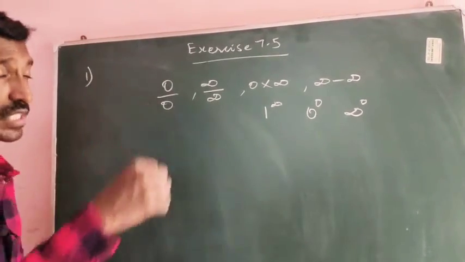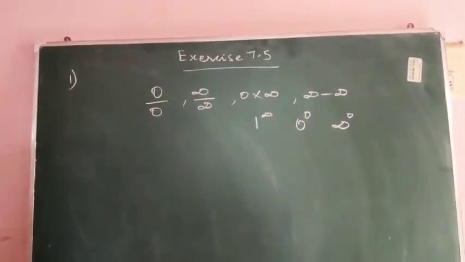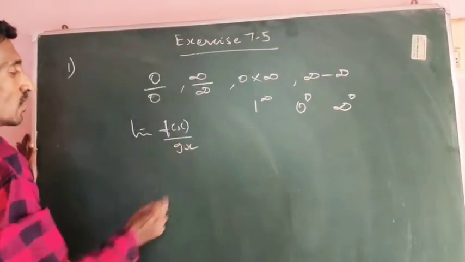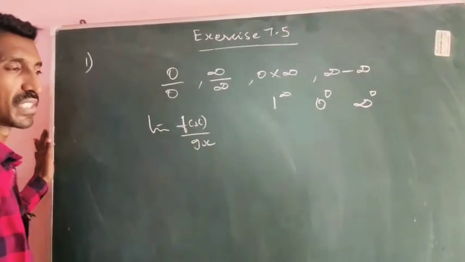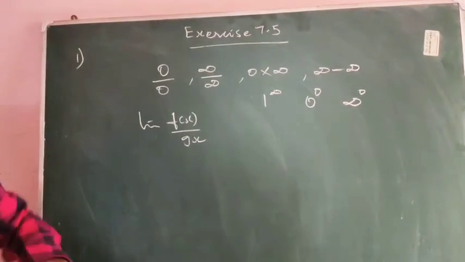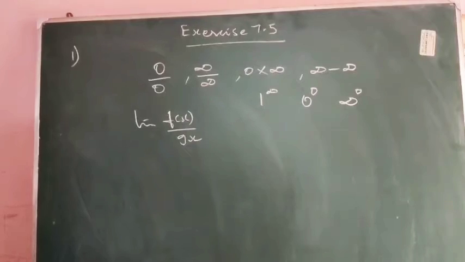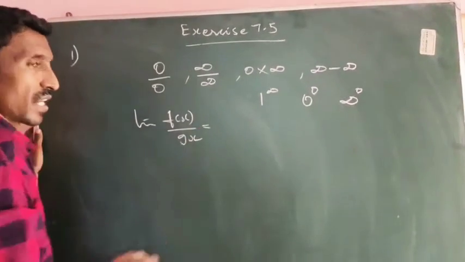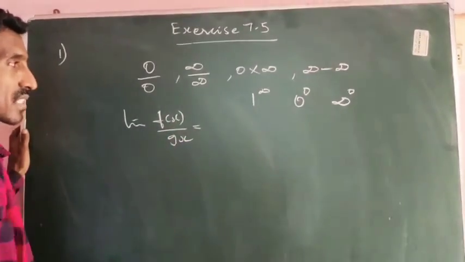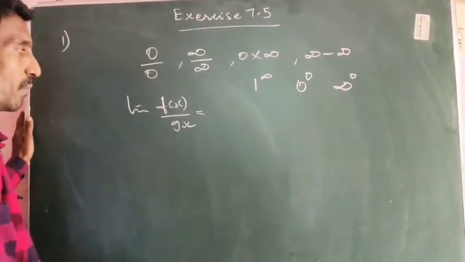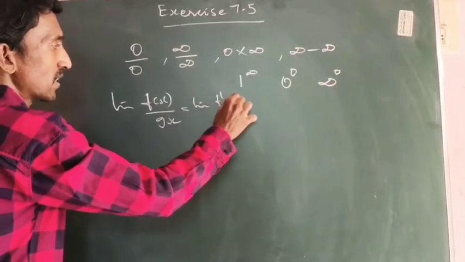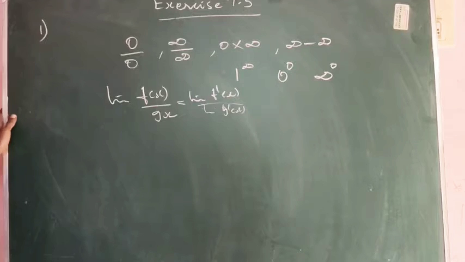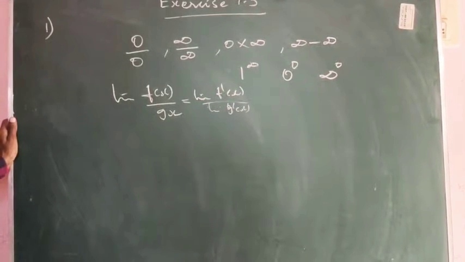In particular, it is in the form of a rational expression, limit f of x by g of x. So it can be limit f of x by limit g of x. If we get any one of the indeterminate forms, we have to apply L'Hopital's rule. The rule is: differentiate both numerator and denominator separately. Once again apply the limit. That means limit f dash of x by limit g dash of x. Find out the first derivative. Once again apply the limit.